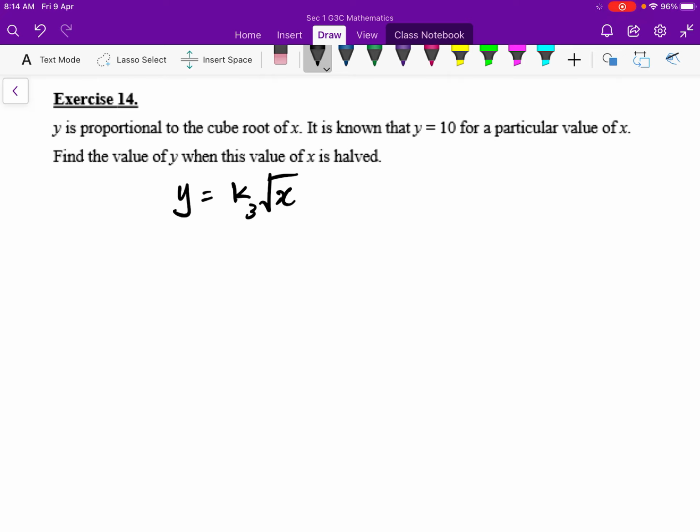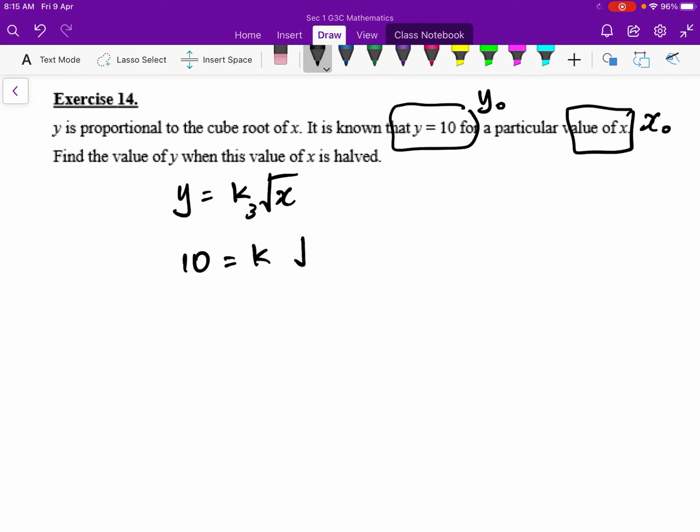Now they tell you that it is known for y equals to 10. So this is our y-naught. It has a value of 10, for a particular value of x, this is our x-naught. In the past two examples, I think I just wrote 10 equals to k cube root of x-naught.